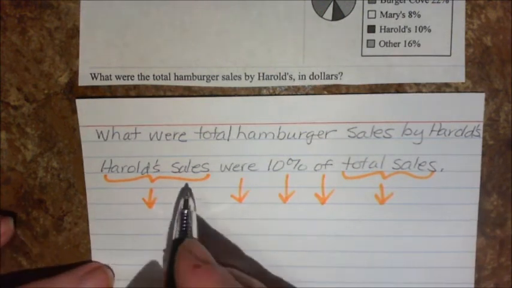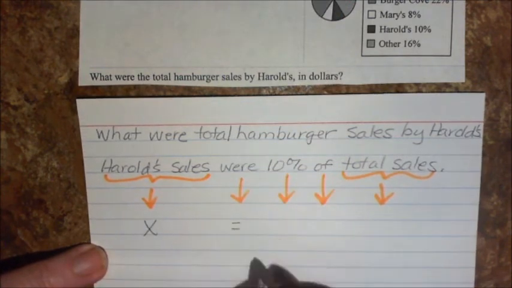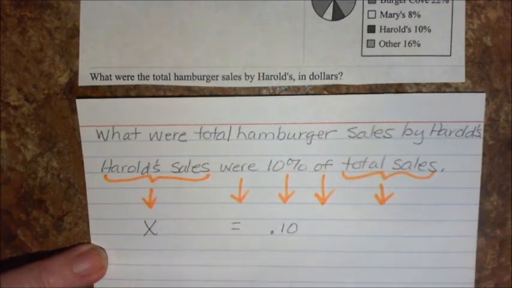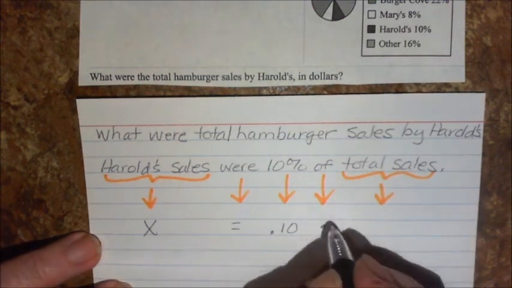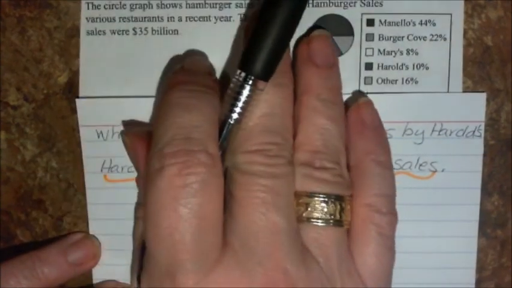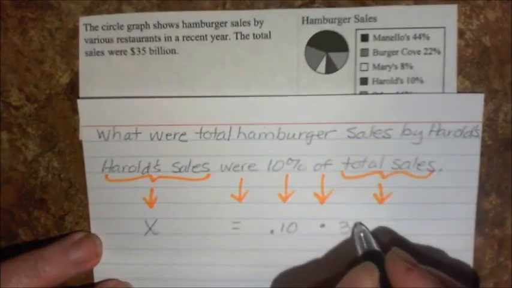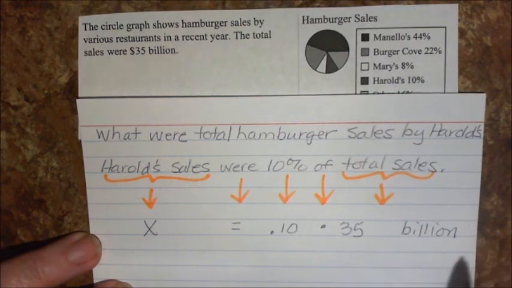Okay, Harold's sales, remember that's what we don't know, that's our variable. Were, there's our equal. 10% we can translate to the decimal form of 10%, 0.10. Of is times, and total sales we can find here in our paragraph, total sales 35 billion. Let's write the number 35 and the word billion out to the side. We'll pick it up later as a label.